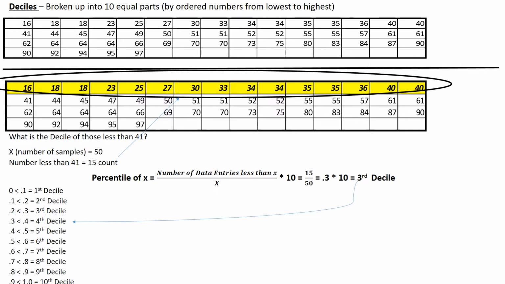So when I look, my lowest number is 16. I go up to 40 because that's less than 41. And that ends up being the first 15 numbers. 15 numbers, if I count 15, 18, 18, all the way to 40, there's 15 numbers out of 50 total. That is 0.3. 0.3 times 10 is the third decile. So what decile are those less than 41? It'd be the third decile.